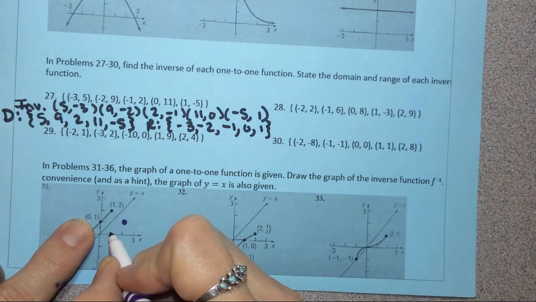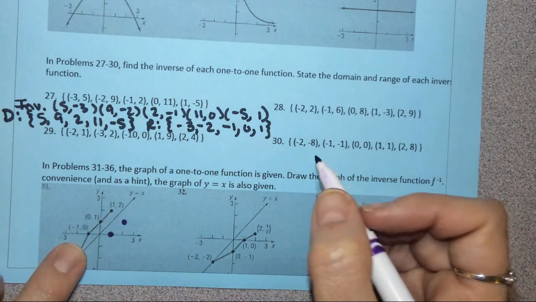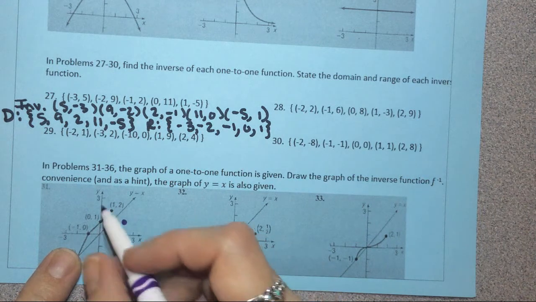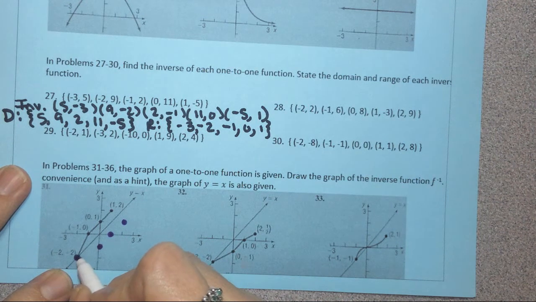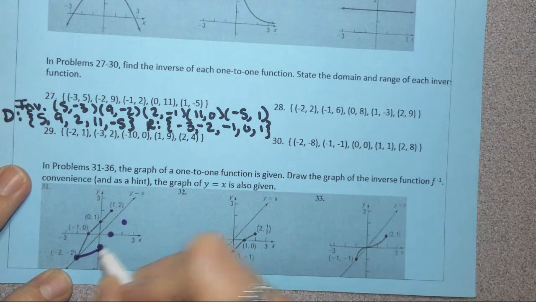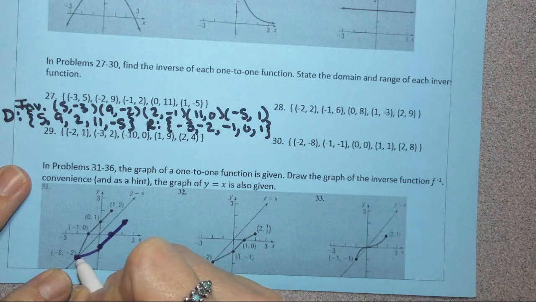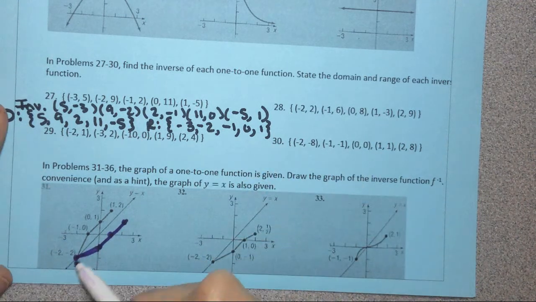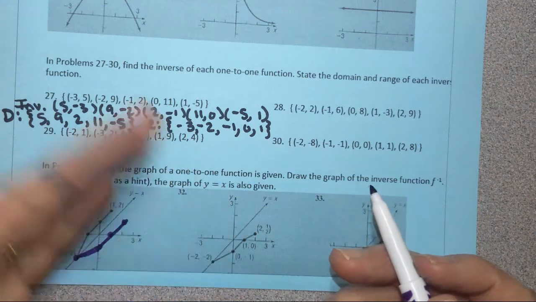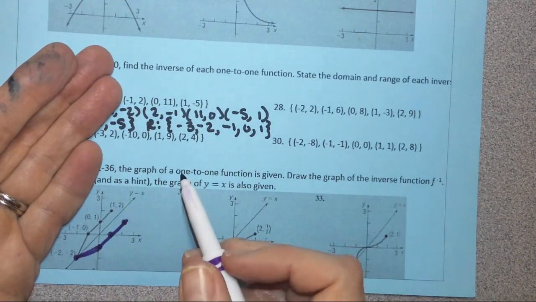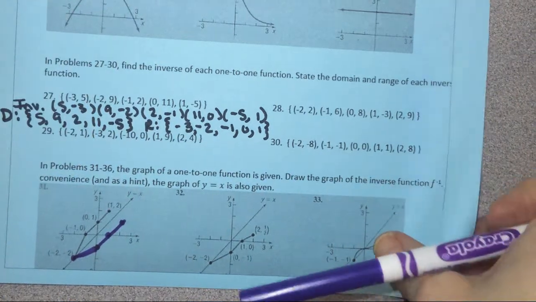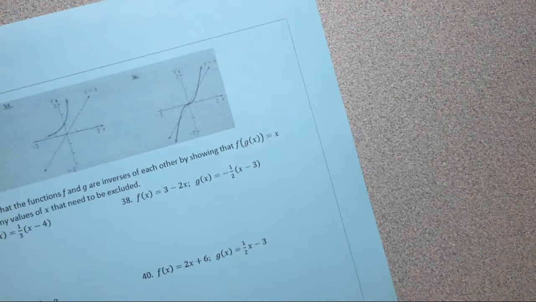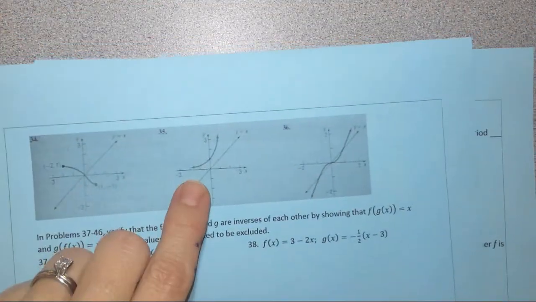They told me 0, 1. I'm going to graph 1, 0. They told me negative 1, 0. I'm going to graph 0, 1. Negative 2 flipped is negative 2, negative 2. I'm going to connect my points. And you'll notice that this purple, if I were to flip it over this line right here, y equals x, would lie right on top of the original. Remember, it's going to be a reflection over the line y equals x. And you're going to do the same thing for 32, 33, and then 34, 35, and 36.